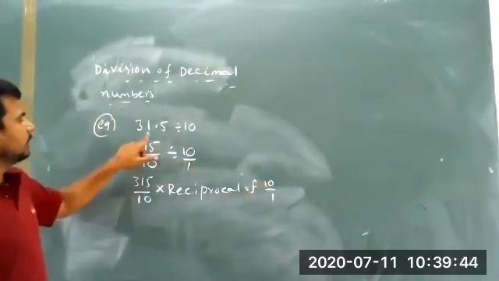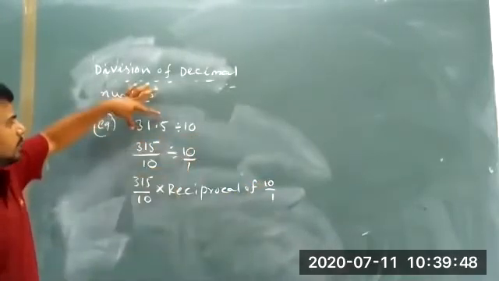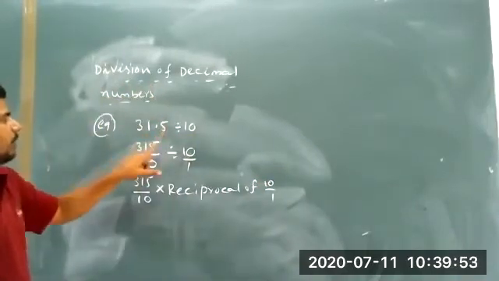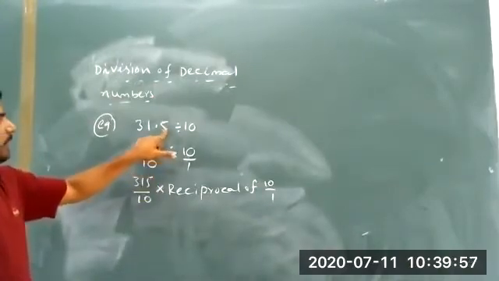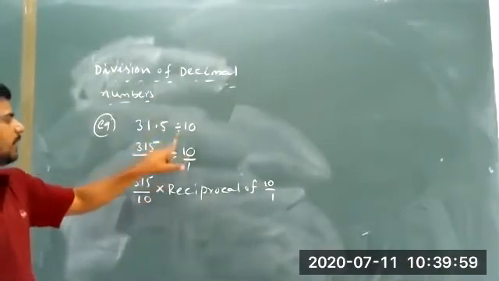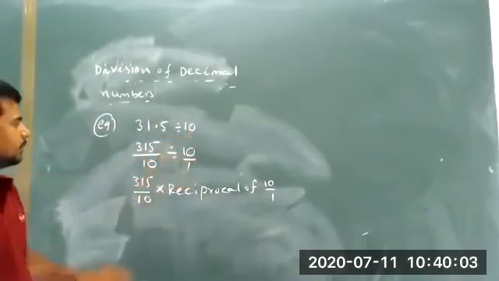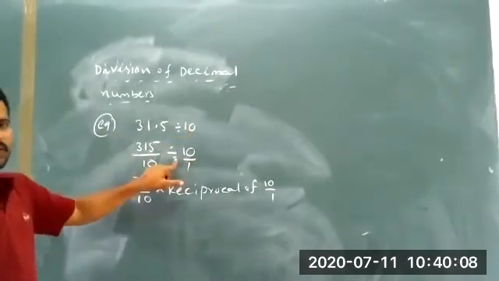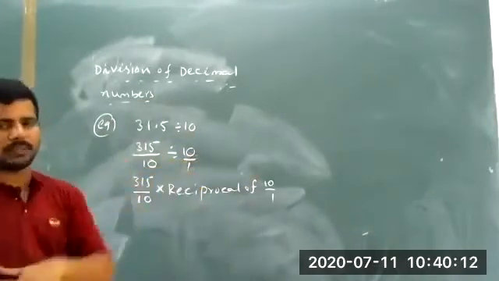Once again, children, 31.5 divided by 10 is the given question. This decimal number, we write in fraction: 31.5 is 315 by 10, because the decimal place is only 1. Then divided by 10, the whole number 10 is written as 10 by 1. Now 315 by 10 into, here division changes into multiplication, so the reciprocal of 10 by 1.